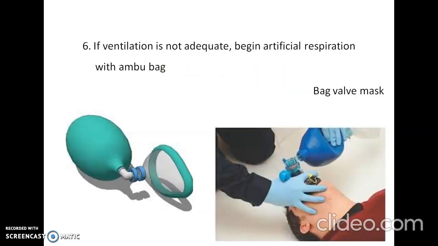Further, if ventilation is not observed to be adequate, we can begin artificial respiration using an Ambu bag. Here in the diagram you can observe a valve mask. This mask will be placed over the person's mouth and nose. Then pressure will be generated in the bulb so that we pass air into the person, whereby it may help improve the person's respiration.